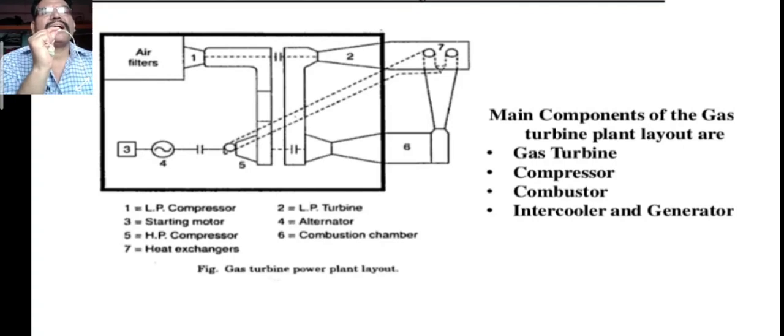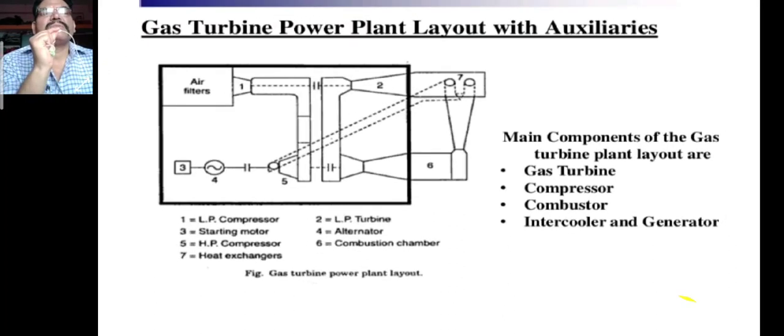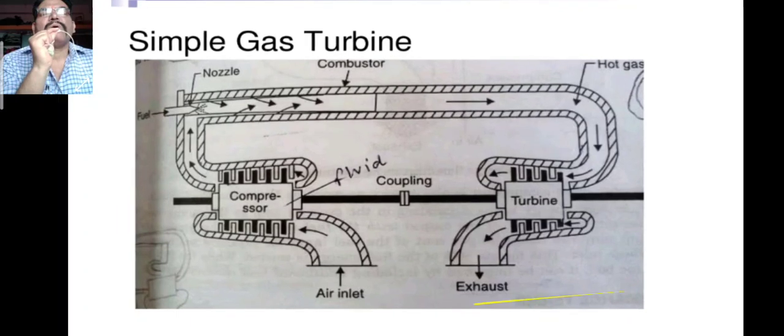The main components of gas turbine plant layout, as we know, are gas turbine, compressor, combustor, it means combustion chamber, intercooler and generators. Generators are sometimes called alternators. Now this is how the simple gas turbine is. As you can see in the diagram, air inlet into the compressor and air exhaust from the turbine. When the air enters with the help of the filter, it goes to the compressor, and with the help of the fixed and moving blades, the air compresses inside the compressor. It means pressure as well as temperature increases.